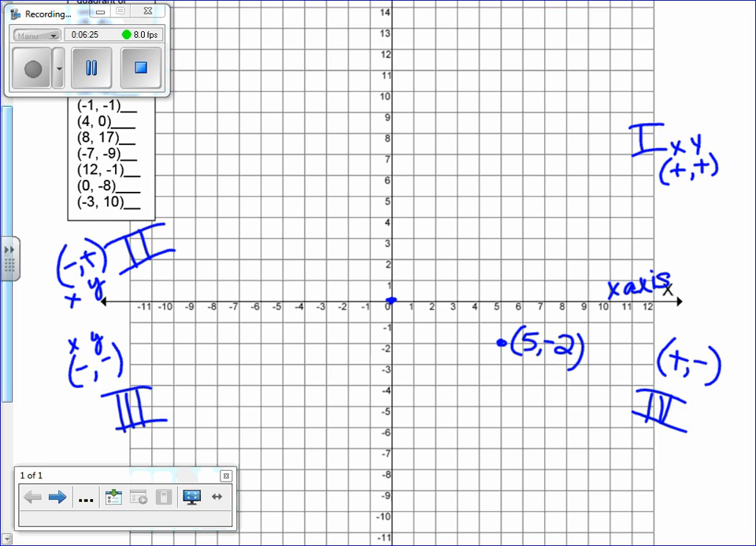Now see how quadrant 2 is negative positive and quadrant 4 is positive negative. See how that's kind of opposite from each other. Okay, so that's the basics of the coordinate plane. Let's go ahead.